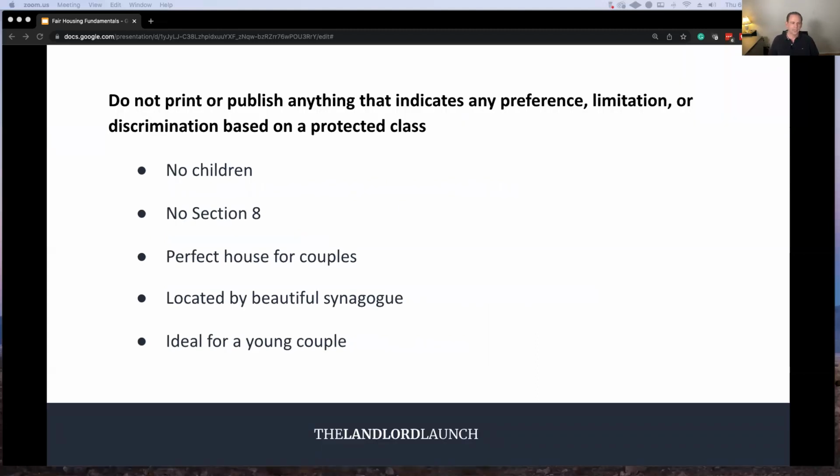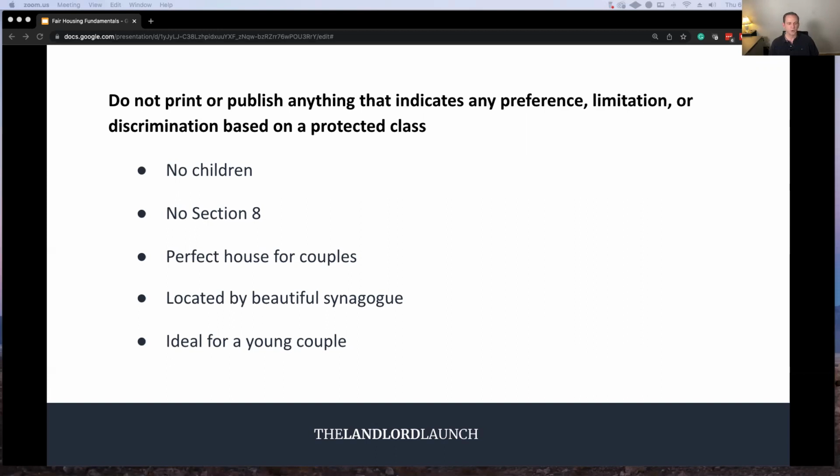Advertising, marketing, watch out for that. Do not print or publish anything that indicates any preference, limitation, or discrimination based on a protected class. So back to our no children advertising. Be careful with the no Section 8, because in some areas you have to accept Section 8. And if you don't accept Section 8 and you're in one of those areas that has income as a protected class, that's going to be screaming, it's going to be published, it's going to be out there for the world to see that you are discriminating. So just know your laws, know where you're at, and make sure to account for stuff like that.